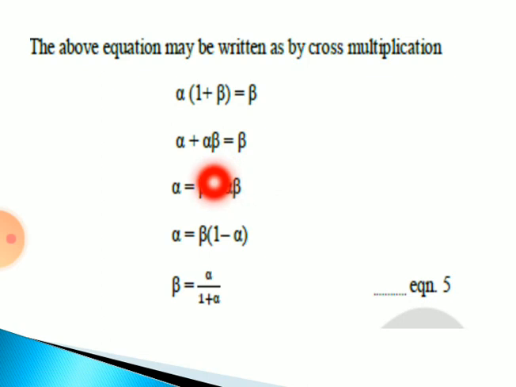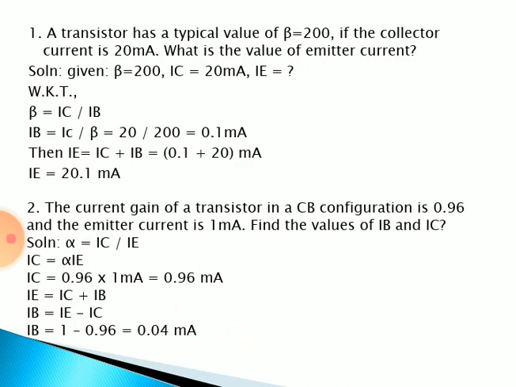So bring the beta term this side. Your alpha you keep this side itself. So this beta is over here. This plus alpha beta, if it comes this side, it will be minus alpha beta. So take beta common in this. So alpha is equal to beta, and inside the bracket it remains 1 minus alpha. So from this beta will be what? Alpha upon 1 minus alpha. This is not 1 plus alpha, it is 1 minus alpha. Please note it.